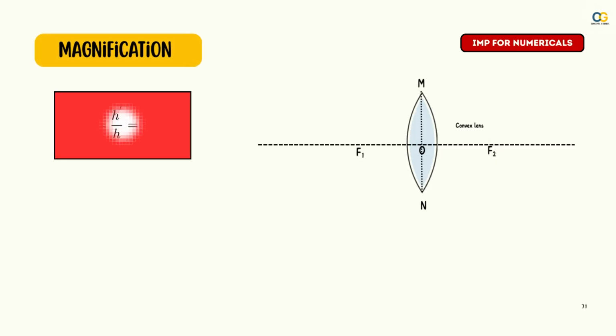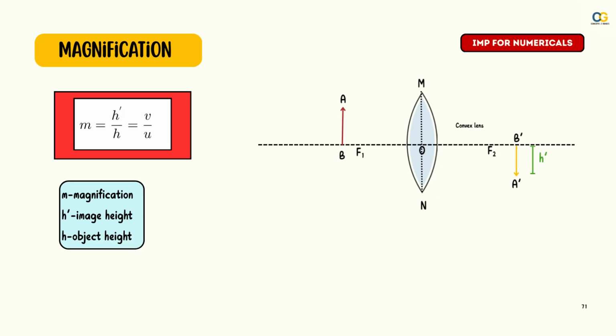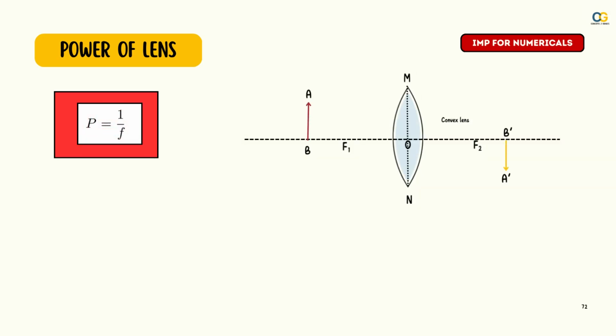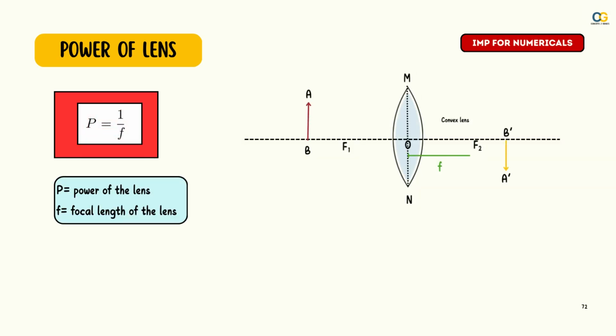And magnification is h dash by h or v by u, where m is the magnification, h dash is the image height and h is the object height. Let us see the power of a lens, which is given by 1 by f, where P is the power of the lens and f is the focal length of the lens.